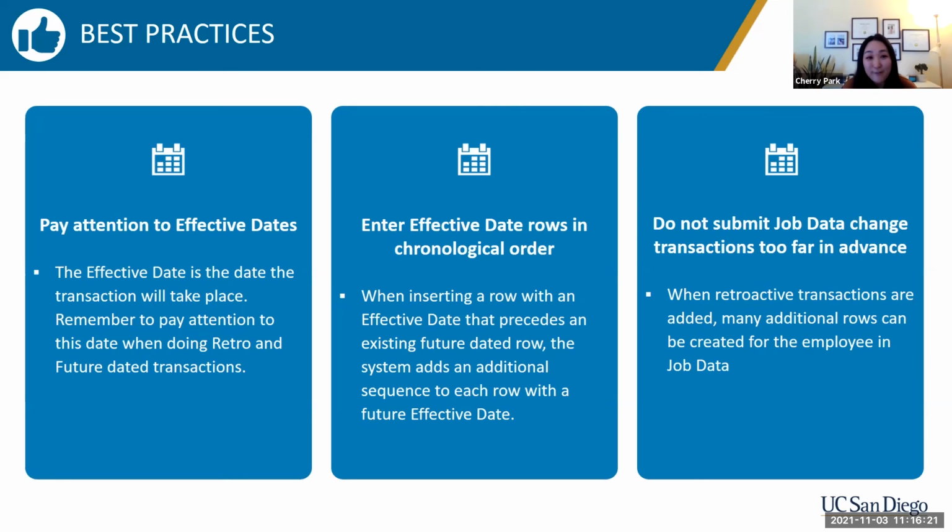Next, enter effective date rows in chronological order. Because when inserting a row with an effective date that precedes an existing future dated row, the system adds an additional sequence to each row with the future effective date. Do not submit job data change transactions too far in advance. When retroactive transactions are added, many additional rows can be created for the employee and job data.